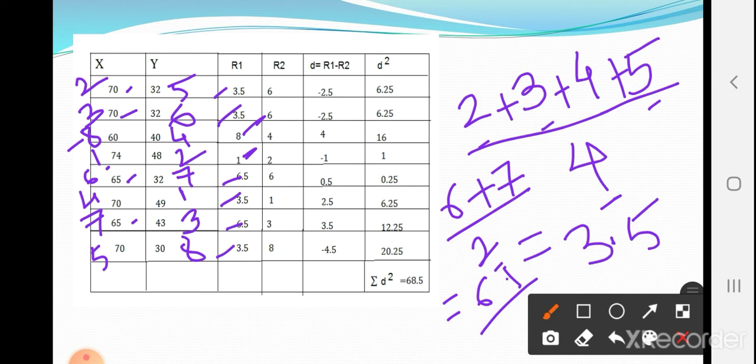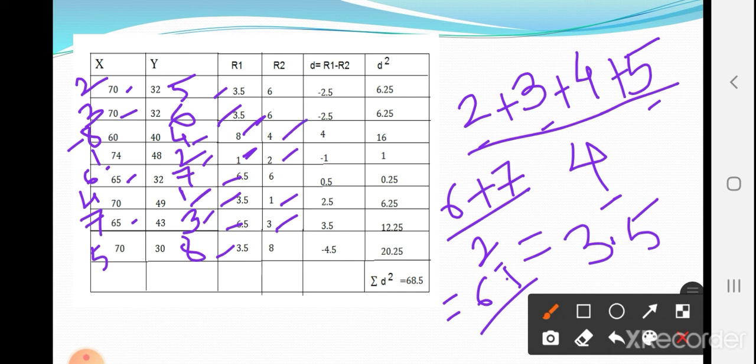So which one is the highest value in variable y? The highest value is 49. No value is repeated for 49. So the preference for the 49 is 1. So write down 1 as it is. Then 48. There is no repetition of value 48. So write down the second preference as it is. Now the third. There is no repetition of value 43. So write down the third preference as it is. Then 40. There is no repetition of value 40. So write down the preference as it is.